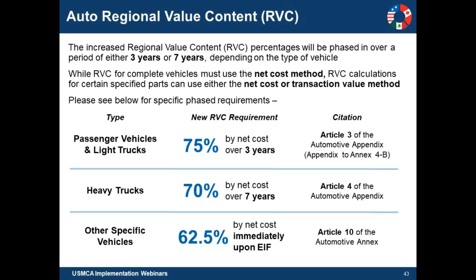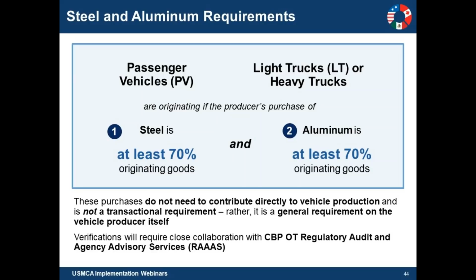And finally, Article 10 of the Automotive Appendix also identifies specific vehicles and vehicle parts that are subject to an immediate RVC requirement of 62.5% under the net cost method. The Automotive Appendix sets out all of this information, and we've listed the specific articles of that appendix here, along with what they cover. Article 3 covers passenger vehicles and light trucks and parts of these vehicles. Article 4 covers heavy trucks and parts. And Article 10 covers other specifically identified vehicles and their parts.